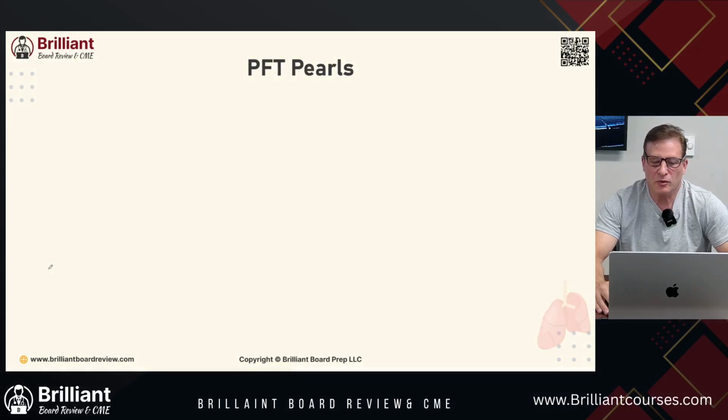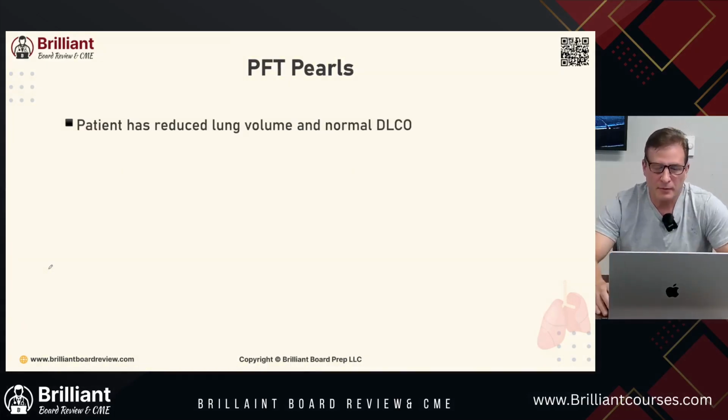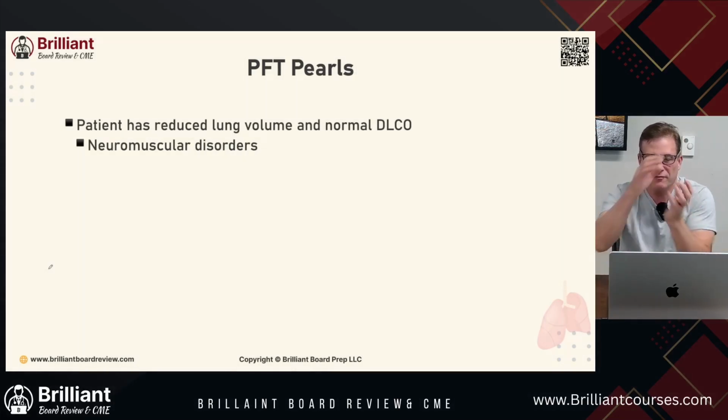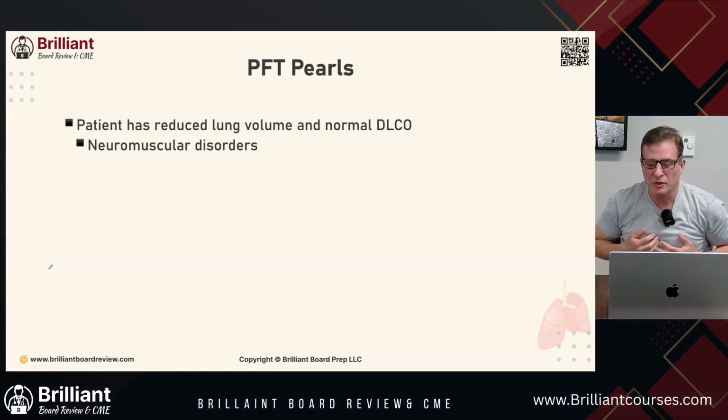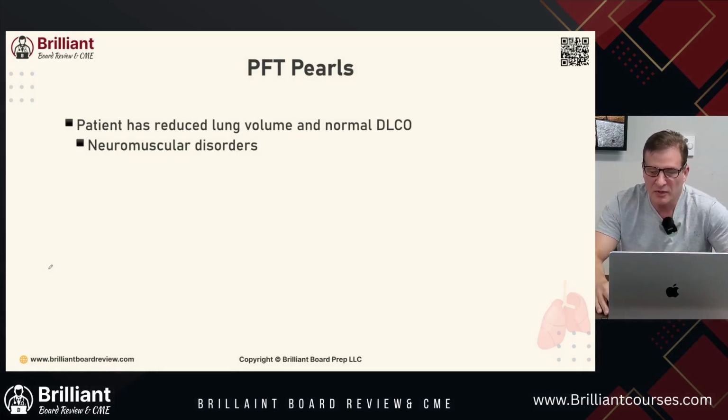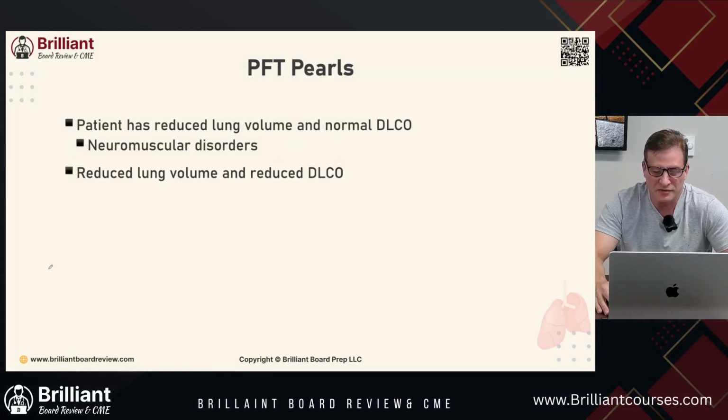More PFT pearls. So the patient has reduced lung volume and normal DLCO. What is this going to be? This will be neuromuscular disease. So they're going to have low volumes because they're not able to take that deep breath in to get that negative pressure to get the volumes up, and they'll have normal DLCO because there really isn't anything wrong with the lungs themselves. This is a neuromuscular disorder. This is outside the lungs, not the lungs' fault.